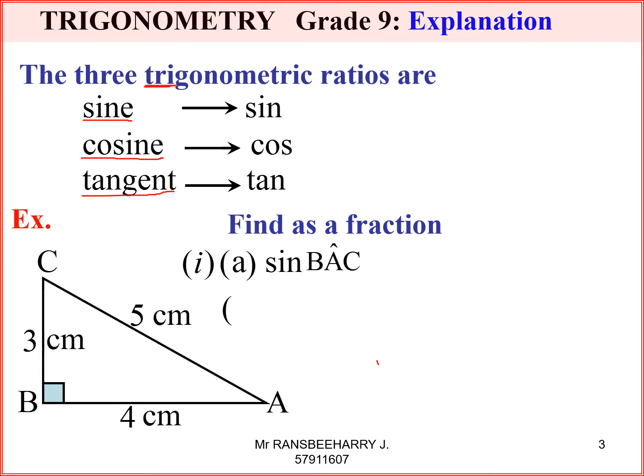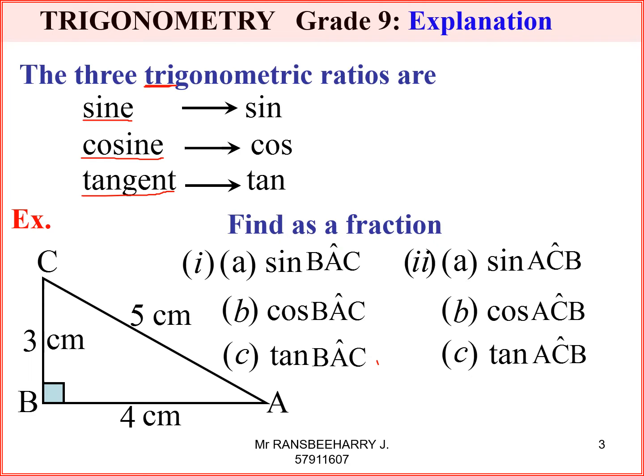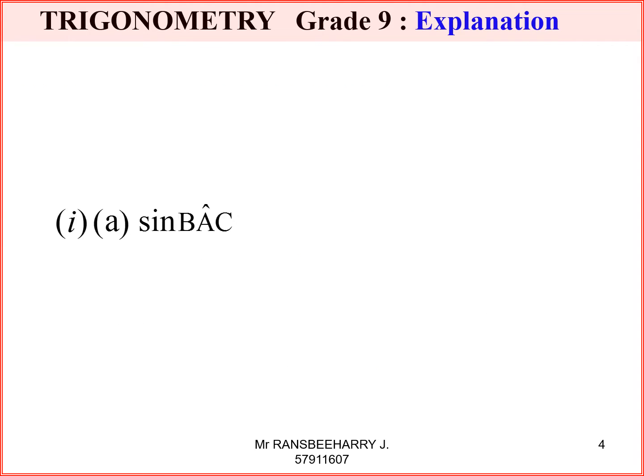part A, sine of angle BAC, cos of BAC, tan of BAC. Second, part B, required to find as a fraction sine of ACB, cos of ACB, tan of ACB. So sine, cos, tan of an angle.